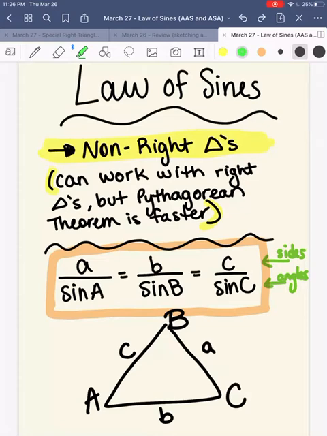Now, y'all know that my drawings are not super artistic. My triangles are kind of going to typically look the same. My pictures are just going to be there to help me. They will not be drawn to scale. I'm going to go ahead and tell you that right now.